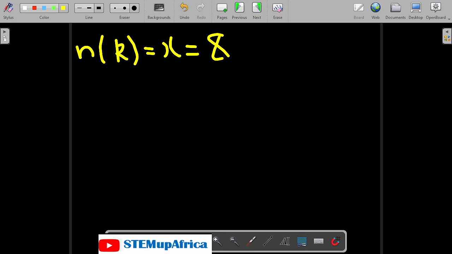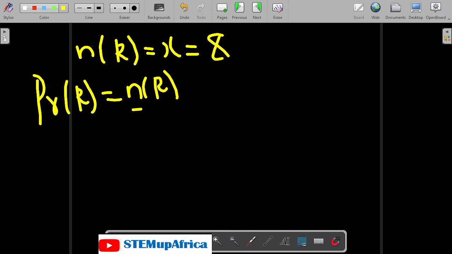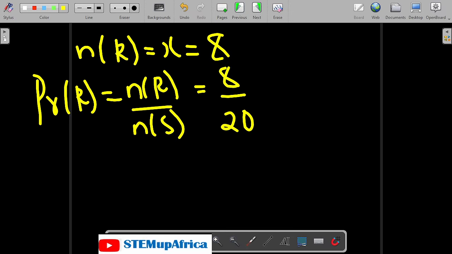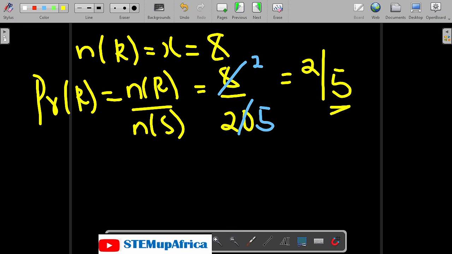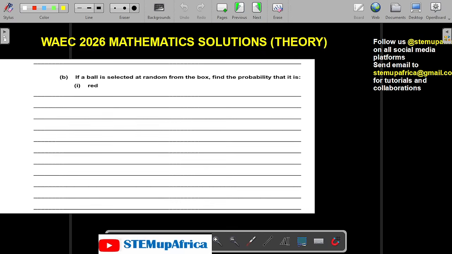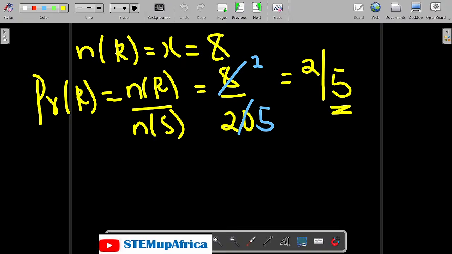What is the probability of red? The probability of red is the number of red balls required over the sample space. The number of red balls is 8. Our sample space is 20, the total number of balls. We can cancel out 4 here, 2, and 4 here, 5. So the probability of red is simply 2 over 5. So that is question B, Roman figure 1.